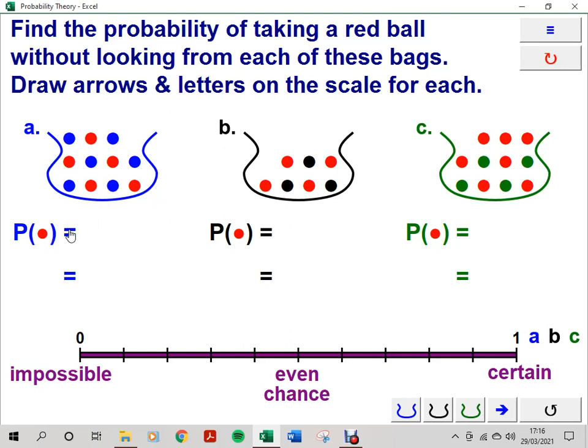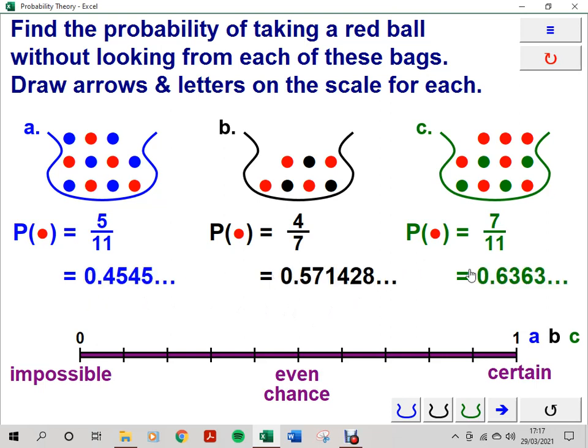For the blue bag, the probability is 5/11. For the black bag, the probability is 4/7. For the green bag, it's 7/11. Evaluating their decimal equivalents enables a final comparison with A, B, and C shown as arrows placed precisely on a number line. Hence, it's the green bag I have the greatest probability of selecting a red ball from without looking.